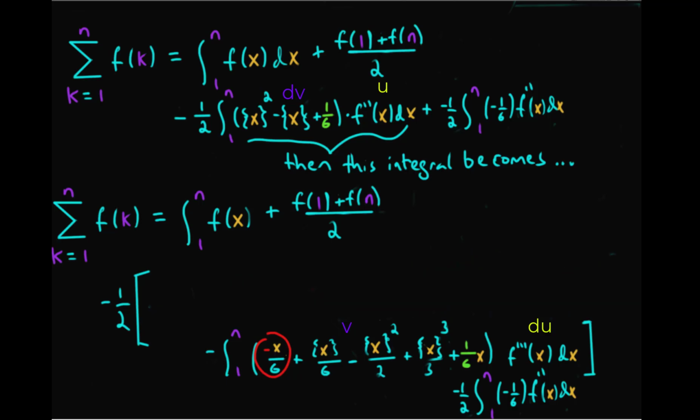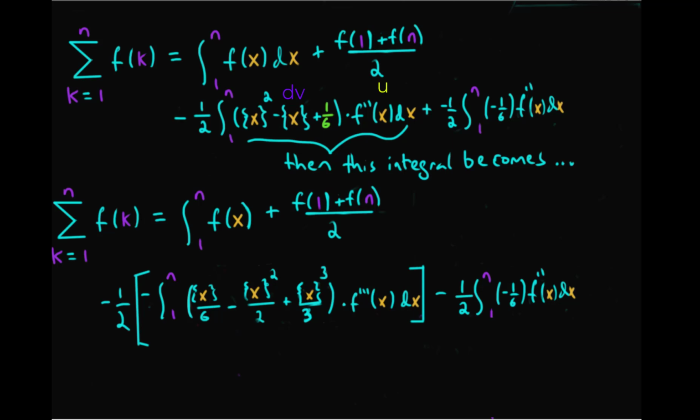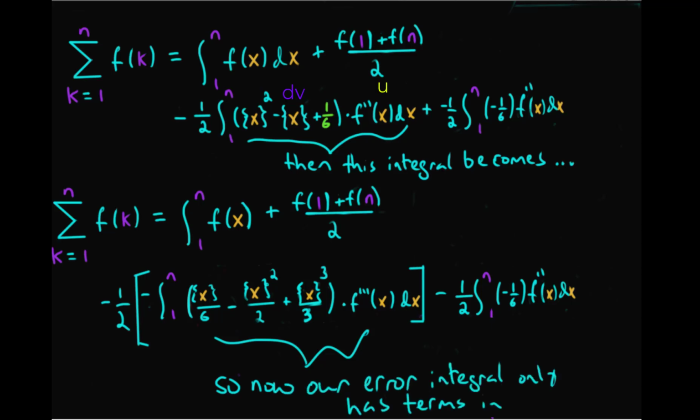And the only term left in this integration by parts, the integral of v du, well, that integral also looks somewhat better because negative x over 6 is canceled out by plus x over 6 in v. And so we're left with an integral that only contains terms in the fractional part of x. And remember, this is our remainder integral, so because it now only has fractional part of x terms in it, we expect that this remainder integral is going to be significantly smaller.